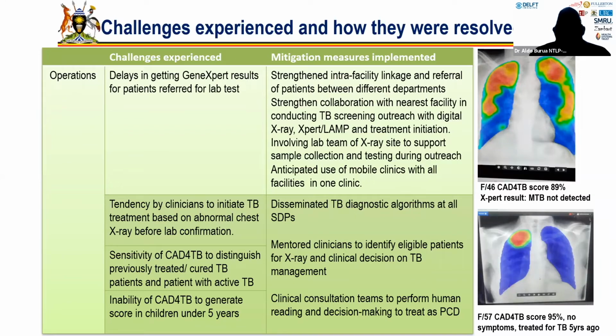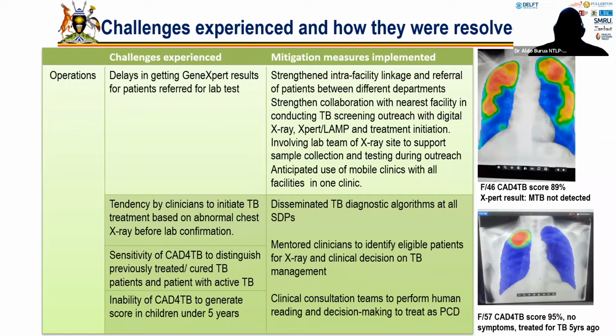Because of this challenge, we decided to strengthen intra-facility linkages and referral of patients between different departments, especially through mentorship sessions. We also strengthened collaboration with the nearest health facility that had the GeneXpert machine in conducting this TB screening outreach. Specifically, when we plan a community-level screening, we inform the nearest GeneXpert site, and they also involve health workers from these facilities, so that they know what to expect, that there are outreaches happening and samples will be coming to the facility. That way, we're able to reduce the time for receiving back these results.